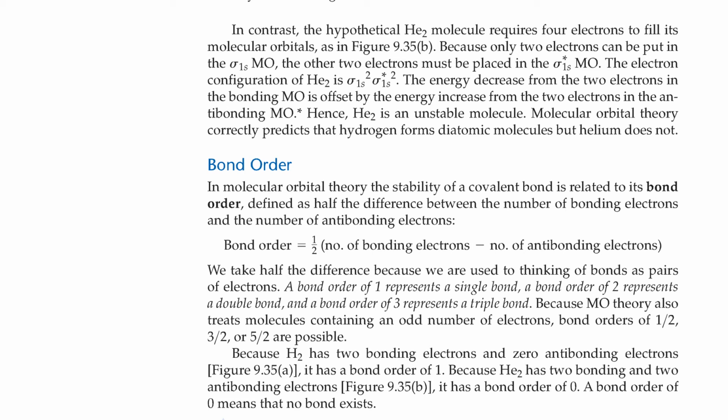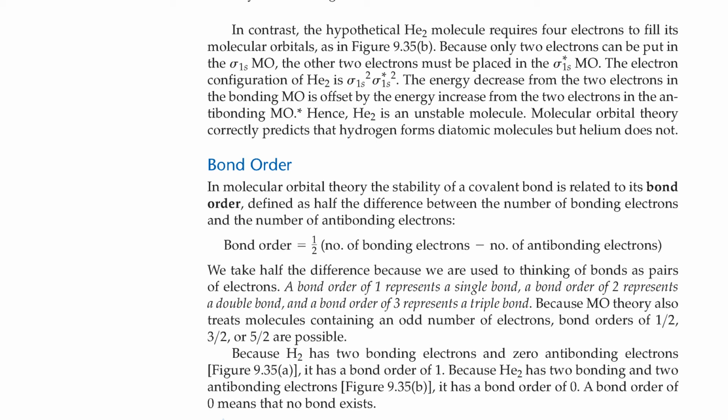By contrast, the hypothetical helium-2 molecule requires 4 electrons to fill its molecular orbitals, as in figure 9.35b. Because only 2 electrons can be put in the sigma 1s molecular orbital, the other 2 electrons must be placed in the sigma star 1s molecular orbital. The electron configuration of helium-2 is sigma 1s2, sigma star 1s2. The energy decrease from the 2 electrons in the bonding molecular orbital is offset by the energy increase from the 2 electrons in the antibonding molecular orbital. Hence, helium-2 is an unstable molecule. Molecular orbital theory correctly predicts that hydrogen forms diatomic molecules, but helium does not.